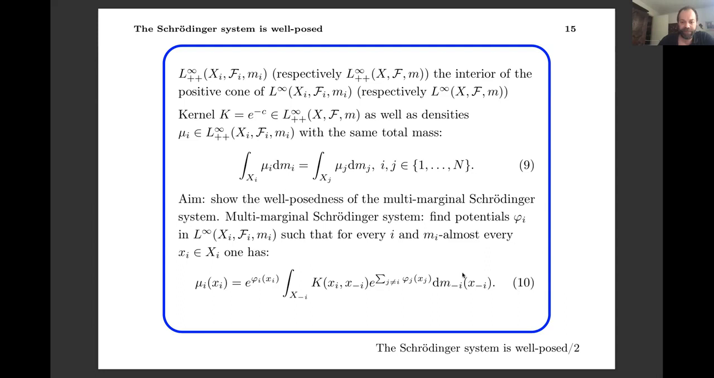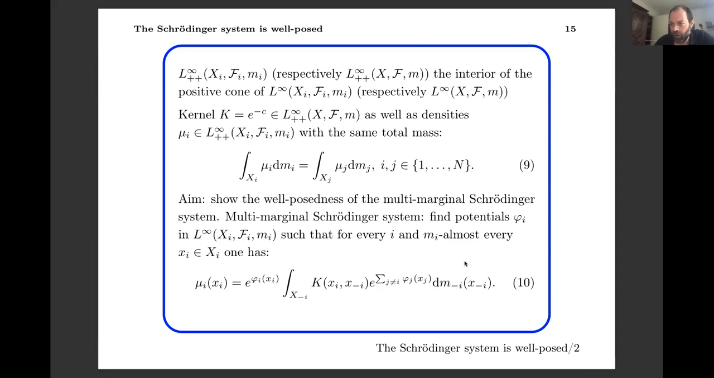So of course, as I said, for the two marginal case, there's an obvious compatibility condition on the mu I, let's say the data, the marginal mu I, which is this equation 9. And there's also an invariance of the Schrödinger system itself, the system 10 I want to solve, meaning this: if I add a constant lambda I to the phi I and the lambda I sum to zero, I change nothing to the problem. So there's an obvious invariance.